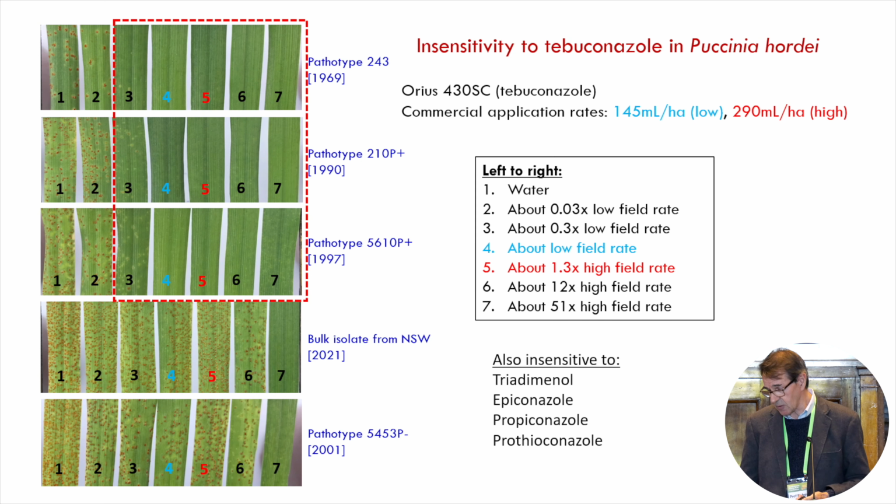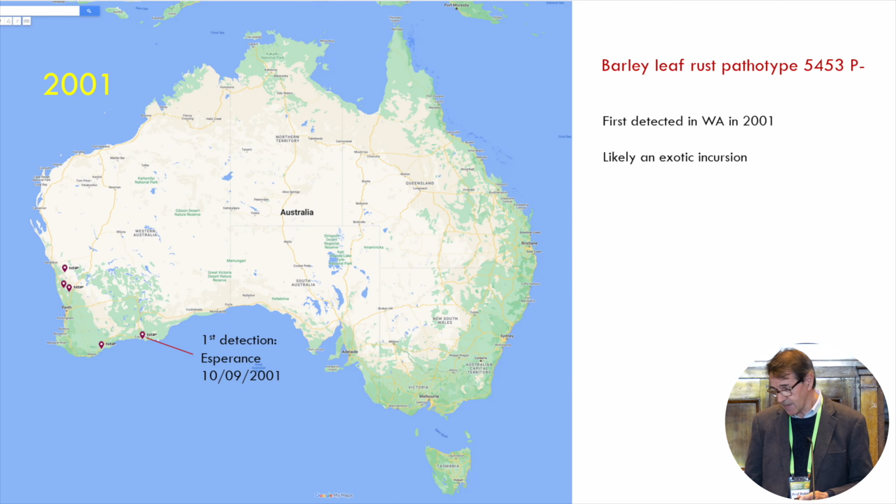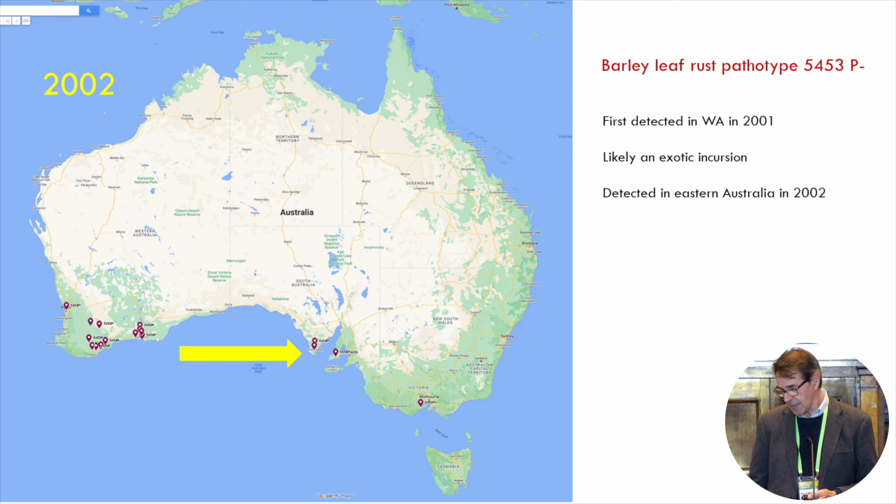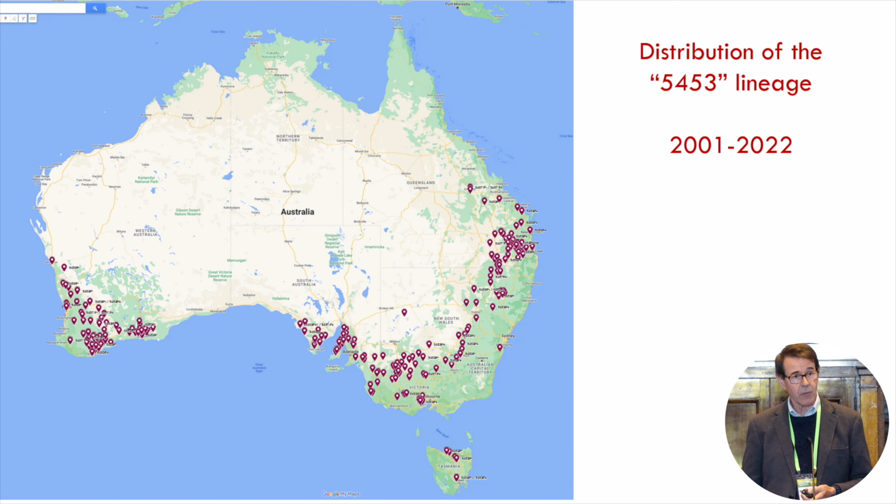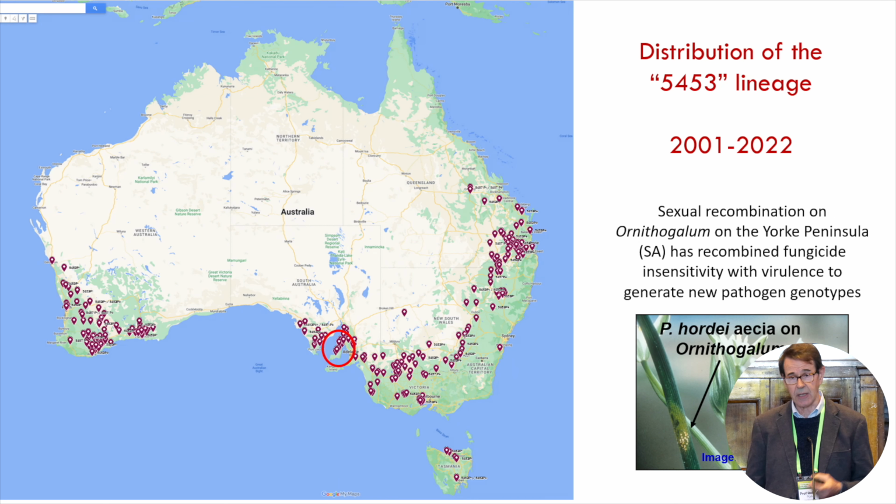This is barley leaf rust in 2001 using our collection. So that was found in Western Australia, that incursion, fungicide insensitive, spread to the east, and it's everywhere. So it's also undergone sexual recombination. It's the only rust we've got in Australia that undergoes sexual recombination. It's recombined that fungicide insensitivity with virulence.